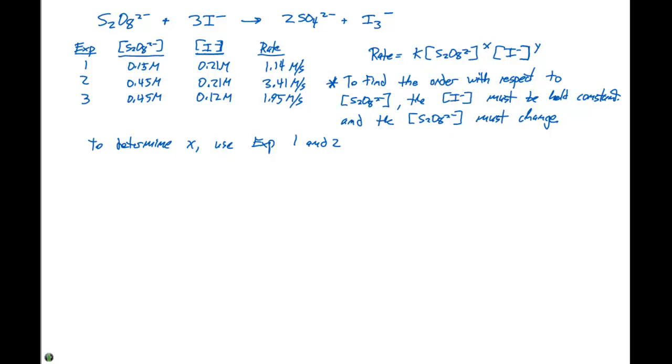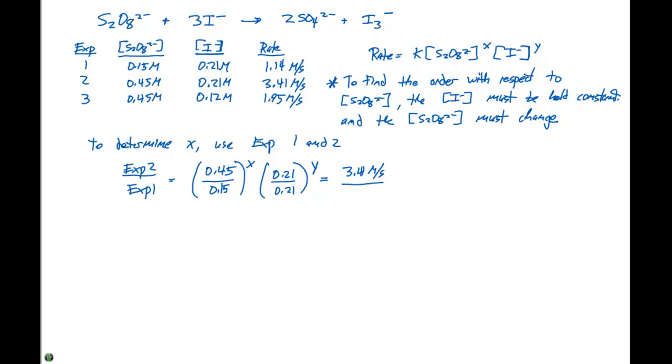and the I- is staying the same. So if we take experiment 2 over experiment 1, just like we did in our last example, we have the concentration of S2O8 2-, which would be 0.45 divided by 0.15, that's to the x power, times 0.21 divided by 0.21 to the y power. This is going to equal the rates, which are 3.41 molar per second divided by 1.14 molar per second.